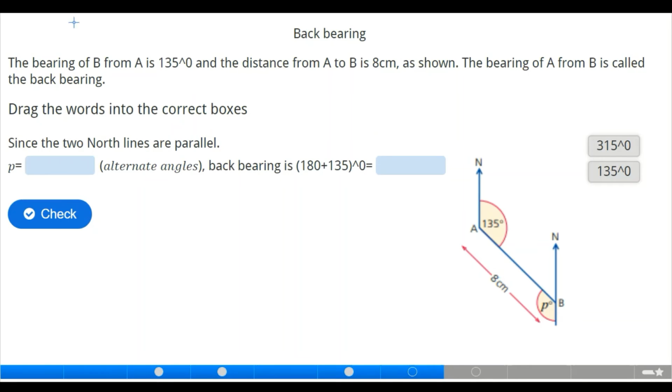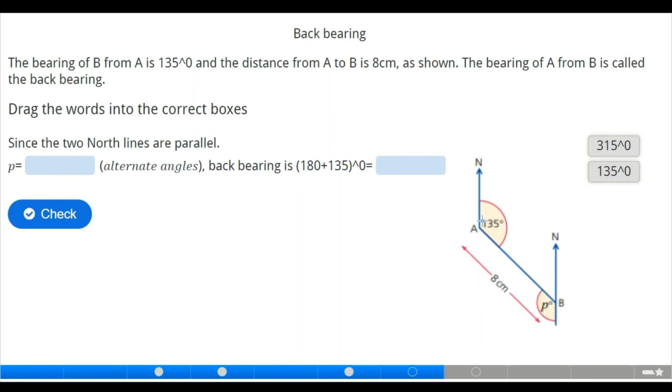Why? Now let's read what they said here. The bearing is normally from A, or the bearing of B from A. So that implies that we have our A here to be 135. So the bearing of B, reading from A, is 135 degrees. If you now want to read A from B, it's going to be back bearing.